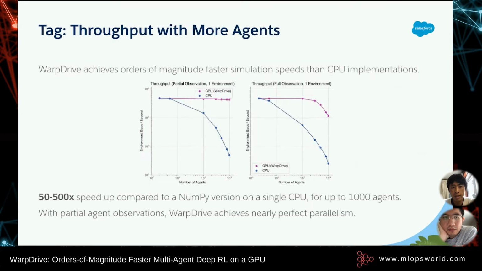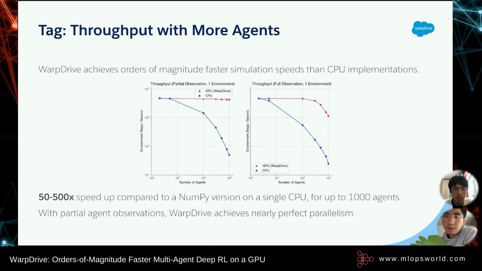So the other indicator is for each individual environment, how it scales with more and more agents, because we are doing the multi-agent simulation. So WarpDrive also achieves some orders of magnitude faster simulation speeds than the CPU implementation. Here, the CPU basically is one CPU core. For this fair comparison, we just want to see how our WarpDrive on the GPU and the CPU compare to each other with regard to each individual thread.